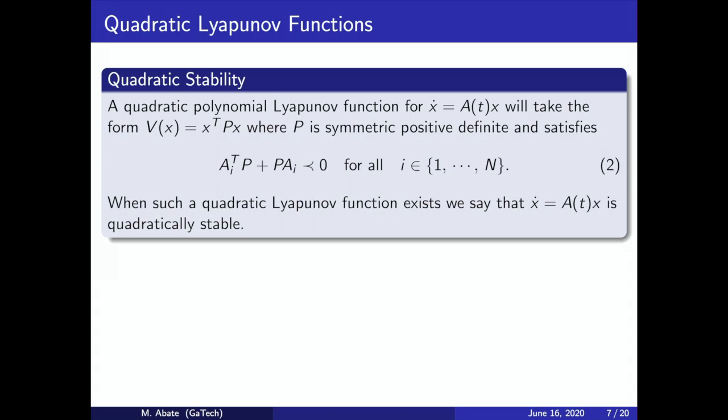However, the switched linear system x dot is equal to Ax can be stable even in the instance that a quadratic Lyapunov function does not exist certifying the stability of the system. This is unlike linear time invariant systems, where stability is possible if and only if there exists a quadratic Lyapunov function.